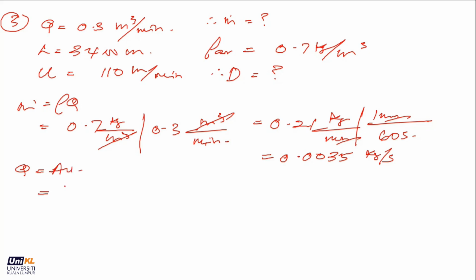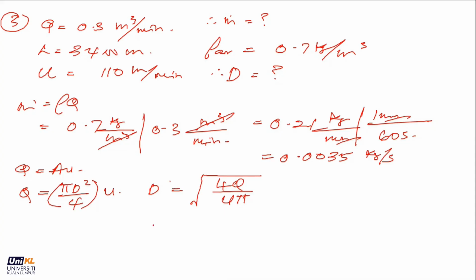Q equal to AU, pi D over 4 times U. D equal to square root of 4Q over U pi. Okay, so diameter 0.0589.